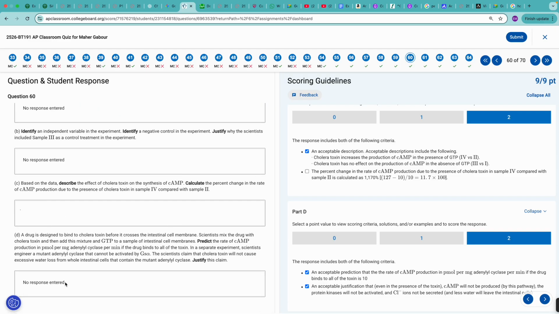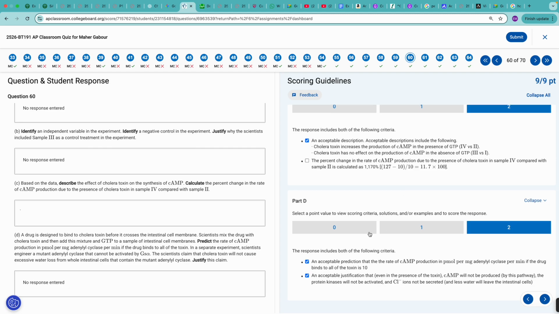A drug is designed to bind to the cholera toxin before it crosses the test. Okay, so where was I? In a separate experiment, scientists engineer a mutant adenylyl cyclase that cannot be activated by Gs alpha. The scientists claim that the cholera toxin will not cause excessive water loss from whole intestinal cells that contain the mutant adenylyl cyclase.